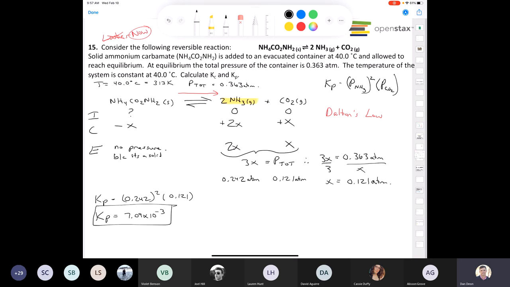There's our Kp. If we want to calculate Kc, I'm not going to write down the whole formula again. You need to know how to rearrange the formula. So Kc is going to be equal to Kp divided by RT to the delta n. We have our Kp, which is 7.09 times 10 to the negative 3. We divide that by 8.314 times our temperature, 313 Kelvin. Could anybody tell me what delta n is in this equation?